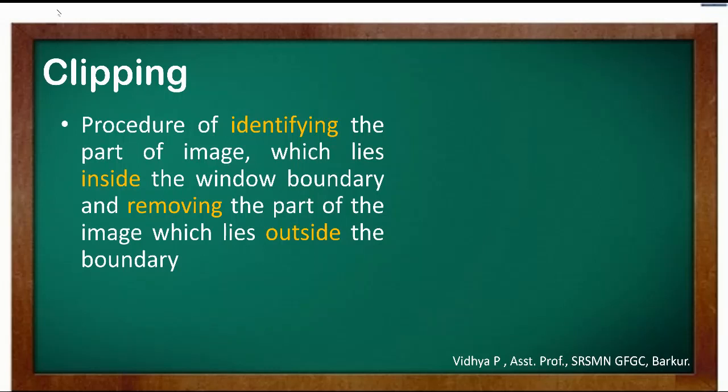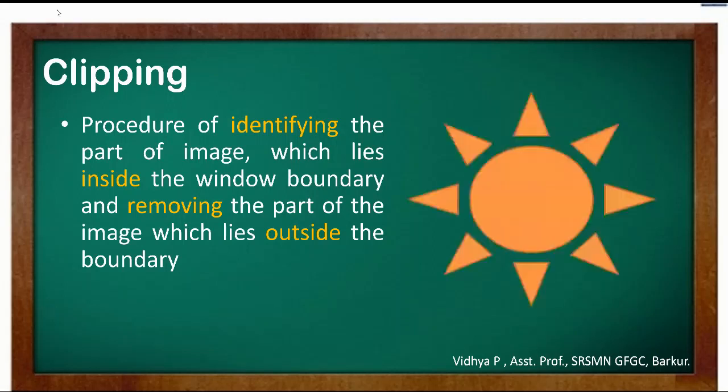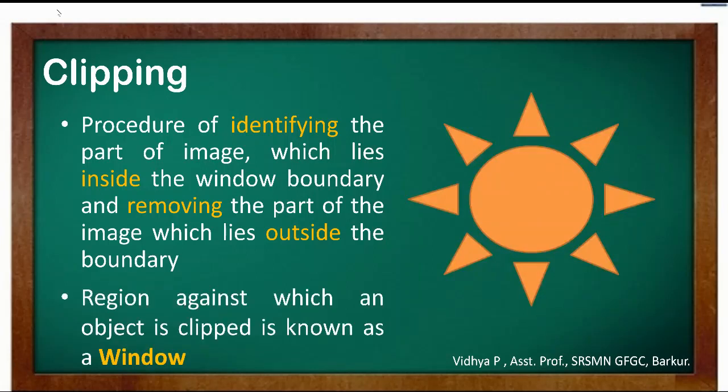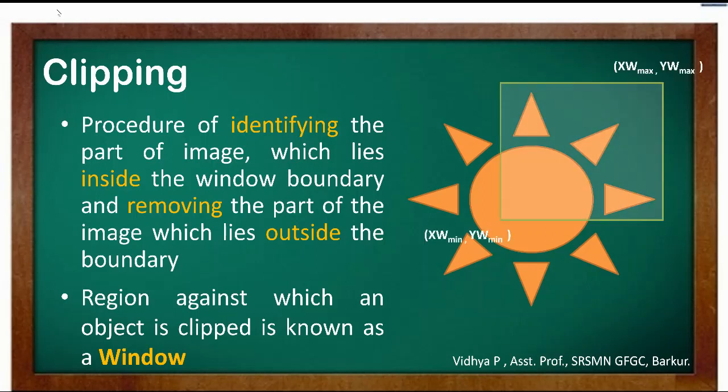So let us consider this particular image. We will set a window against this particular image. A window can be a region against which an object is clipped. So let us consider this as our window. The window is normally defined by its diagonal coordinates xw min, yw min, xw max, yw max.